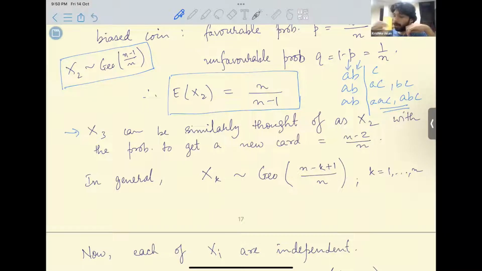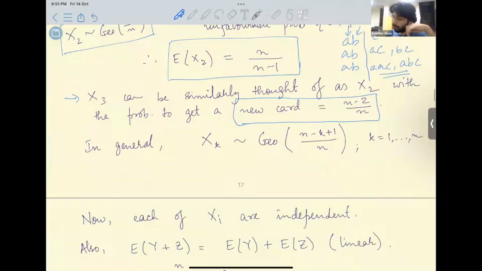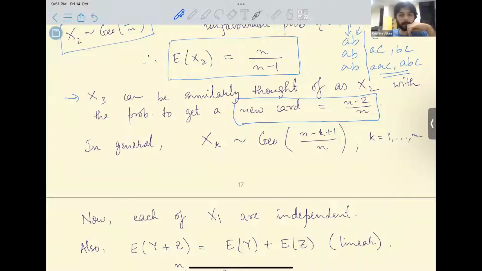Okay. And what are the favorable events? Those are n minus 2. Total cards is n. So n minus 2 are favorable outcomes. So the probability of getting a new card is n minus 2 over n. So X3 obeys a geometric distribution with this parameter.